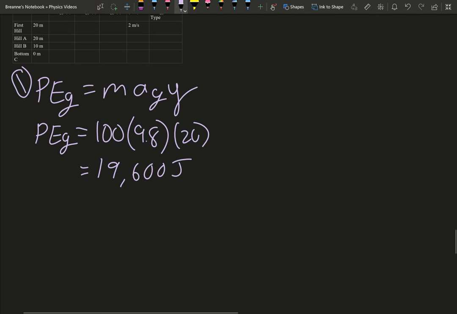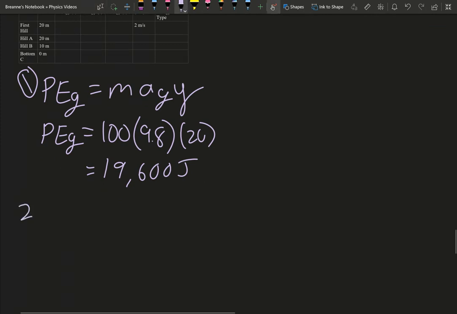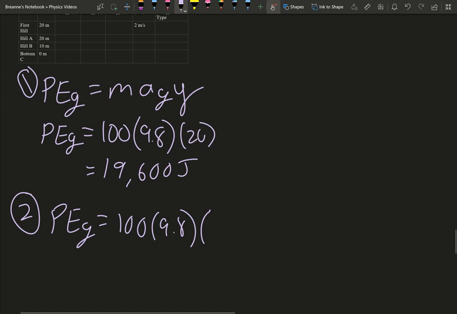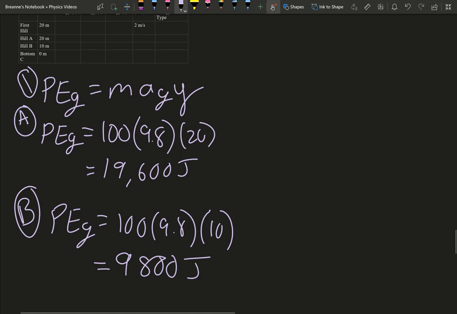Our second one I'm going to be using that same exact equation. Our mass doesn't change, gravity doesn't change, but our height is 10 meters. And actually, it's not our first hill. I am doing our hill B. Because hill A and the first hill are the same thing. So we're going to label this as A also. So 1 and A are the same thing. Hill B, you're just going to take your 100 times 9.8 times 10, and you get 9,800 joules. So that is your hill B.